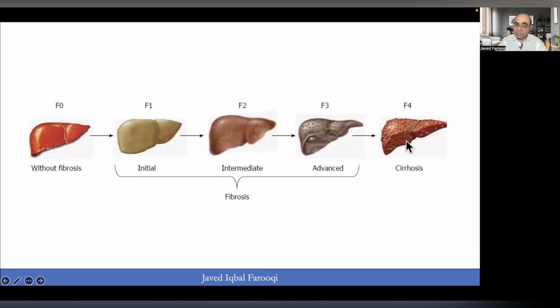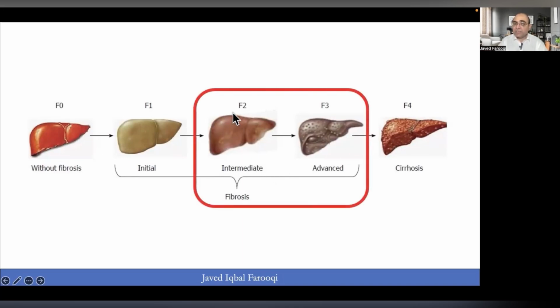And in the extreme fibrosis, the regenerative nodules in the liver appear. So the cirrhosis is the F4 fibrosis plus regenerative nodules. So the fibrosis stages, we divide them into F0, F1, F2, F3, and F4. Remember these two stages, F2 and F3, that is the intermediate fibrosis and the advanced fibrosis. We call this significant fibrosis. These two stages are important when we consider resmetirom to use in our patients.